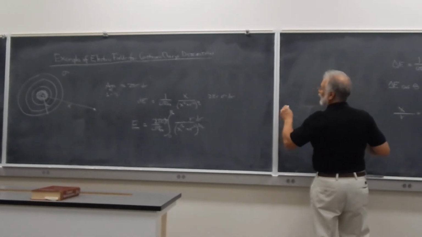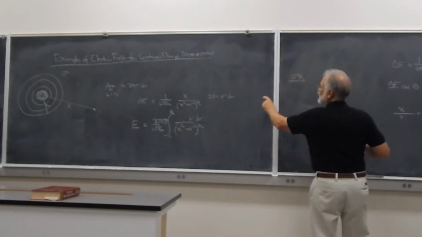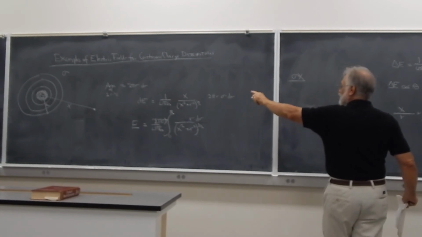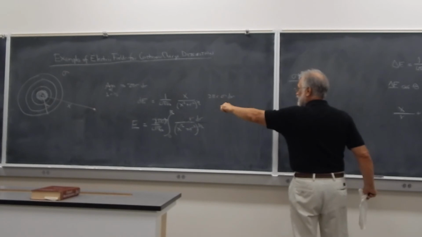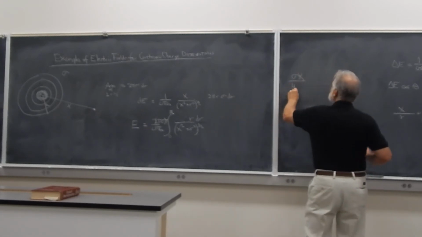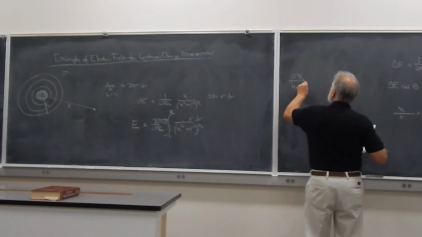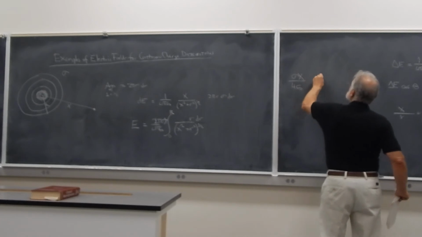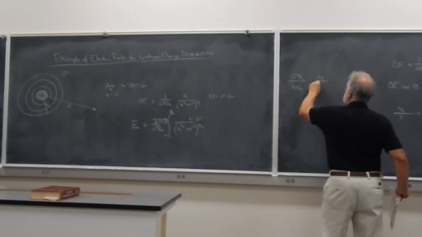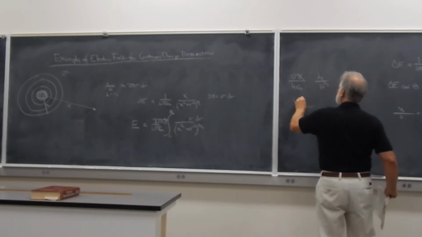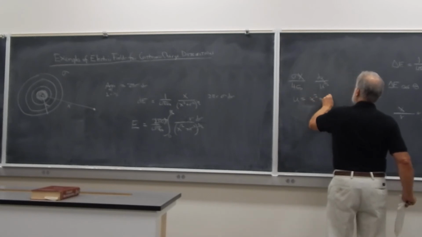That gives me sigma x on top. The pi's go away. The 2's go away because I multiplied a 2 on the bottom, so I've got 4 epsilon naught. Now I've got to integrate. This is integrating essentially du over u to the 3/2. So we let u equal x squared plus r squared.